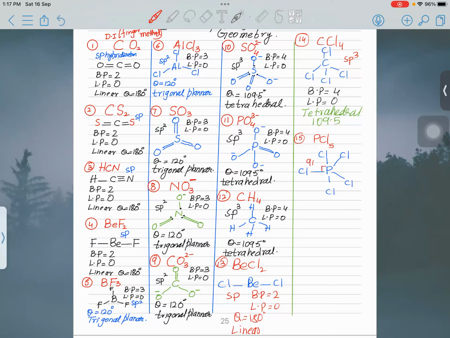Discuss the geometry of the following. First compound is CCl4. Which element is the central atom? Carbon. Carbon is the central atom.